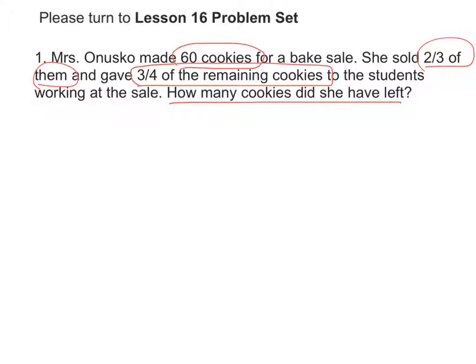Nice. So she had 60 to begin with. She sold 2/3 of them and then gave 3/4 of the remaining. Ooh, ding, ding, ding, of the remaining. So when you see those words, how many tape diagrams are you going to need to draw? Two. Let's start with the first one, though.